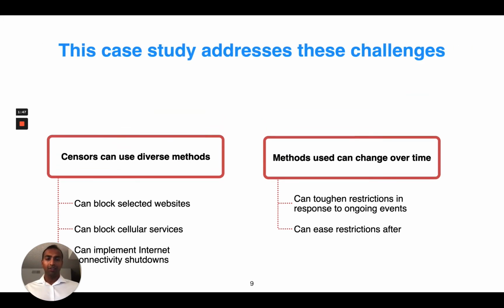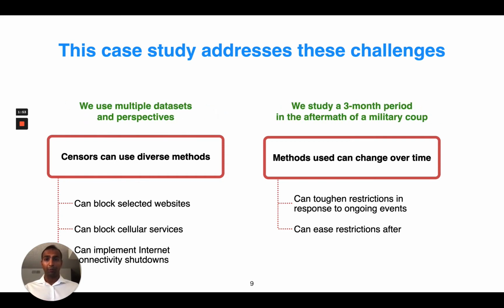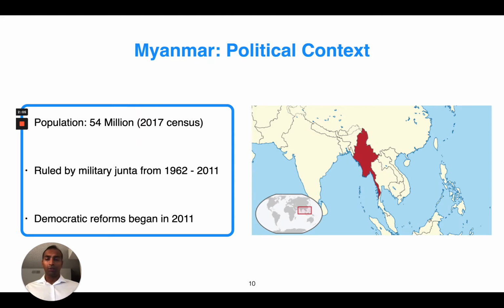So in this case study, we present a template for how to address these challenges. We use multiple datasets and perspectives to analyze different censorship methods. And we study a 3-month period in the aftermath of a military coup where we observed evolution in the censorship methods that we used. Let me provide some quick political background and context about Myanmar.